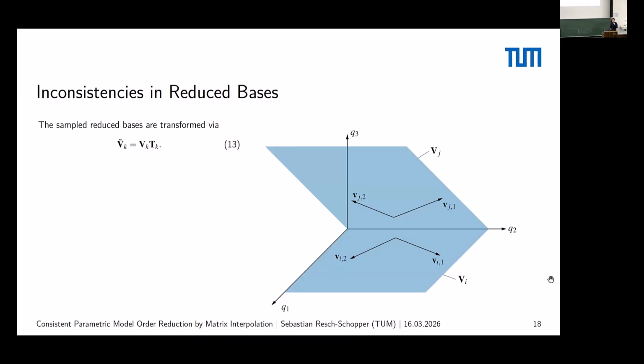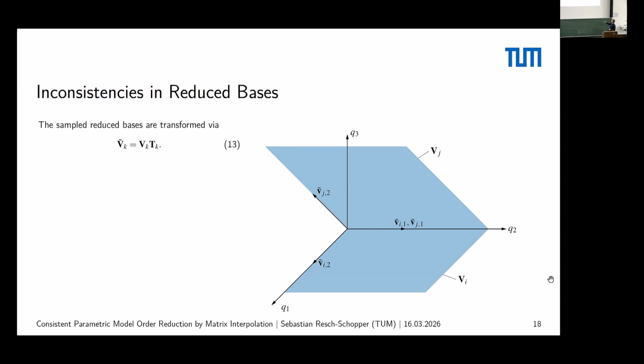So for this, I want to go back to this geometric point of view. Let's say we have two reduced spaces that we sampled. They're depicted in the same image here, but they are for two different sample points, sample point I and sample point J. Then we have the two basis vectors that span each of these spaces. First we do this transformation, as I said. If we do this, then we would probably get the following transformed basis vectors.